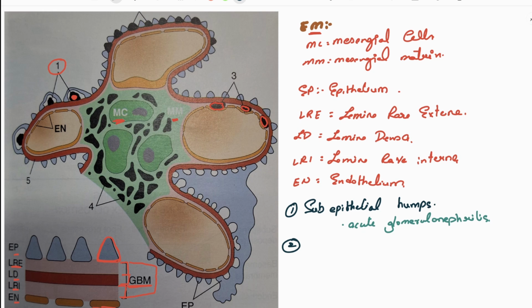And the second one, they are present epimembranous. They are present on the membrane. So they are epimembranous humps. They are present in two conditions, like membranous nephropathy and minimal change glomerulonephritis.